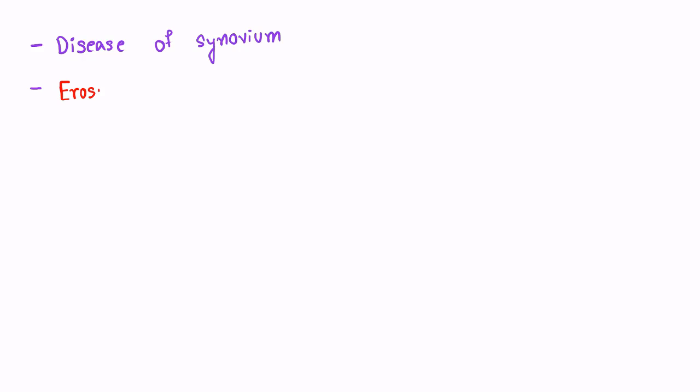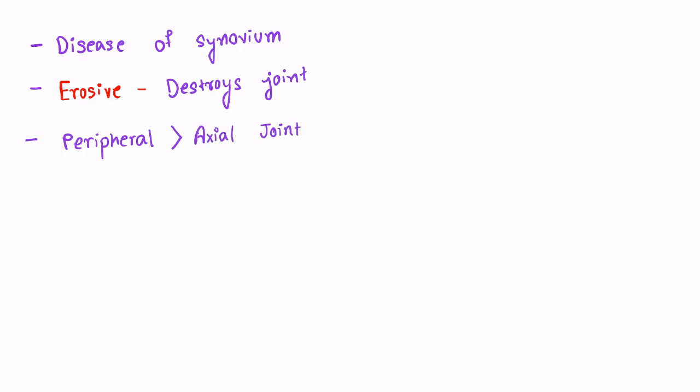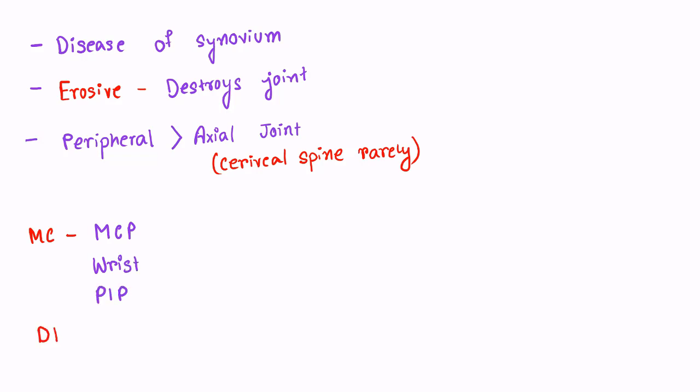Due to its erosive property, it destroys the joint. It mainly affects the peripheral joints. Among axial joints, it only involves the cervical spine. Rheumatoid arthritis most commonly affects the metacarpophalangeal joint. Wrist and proximal interphalangeal joints are also involved, but DIP is not involved in rheumatoid arthritis.